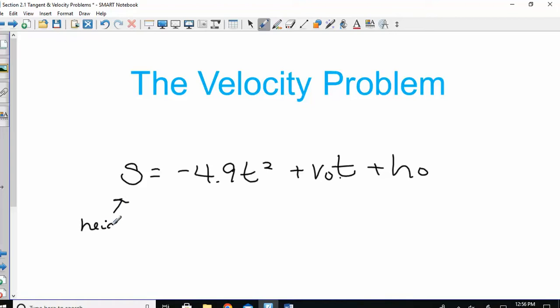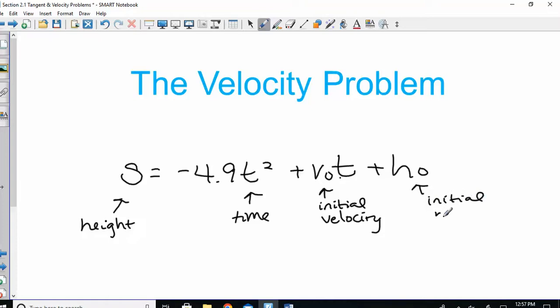S here is representing the height at a given time. T is time. V sub 0 is initial velocity. H sub 0 is initial height. So anytime we're talking about vertical motion, this will be the equation that we go back to.